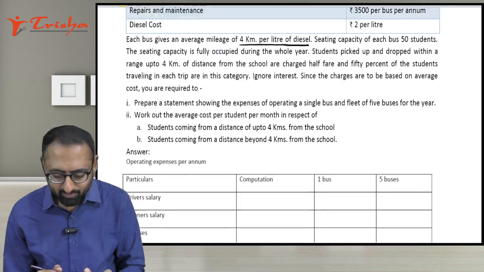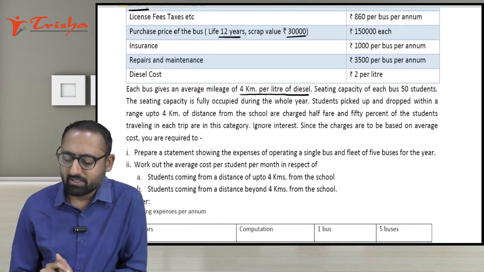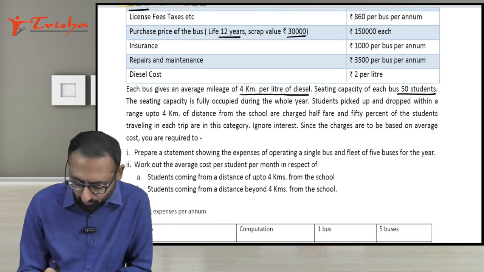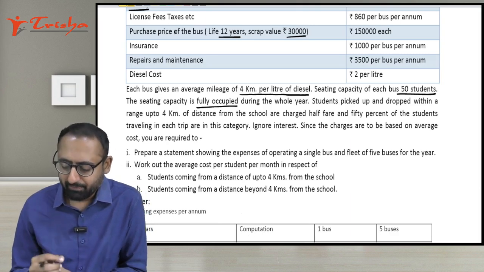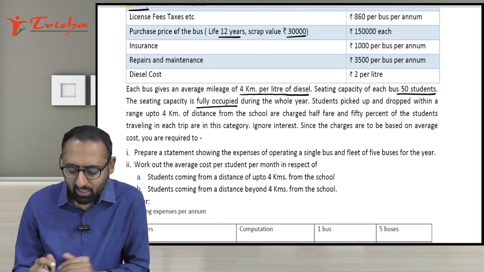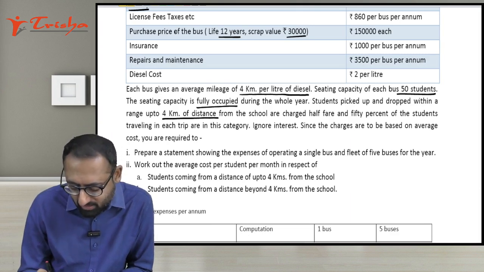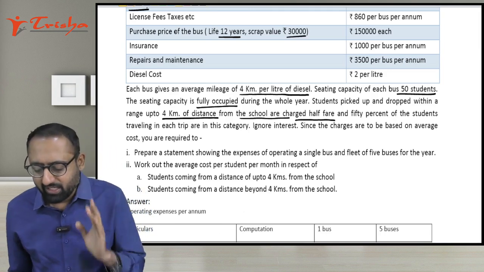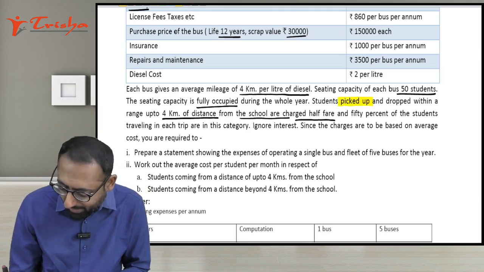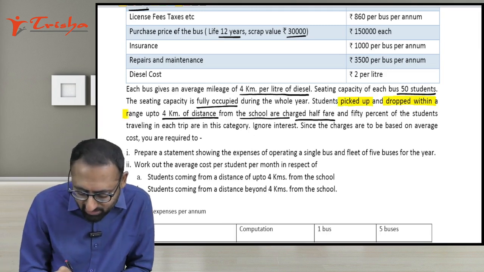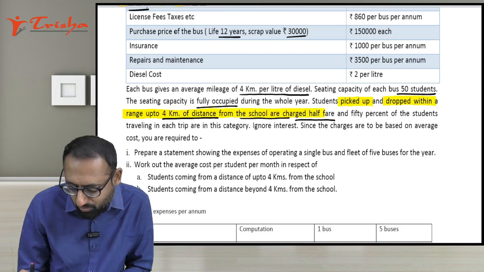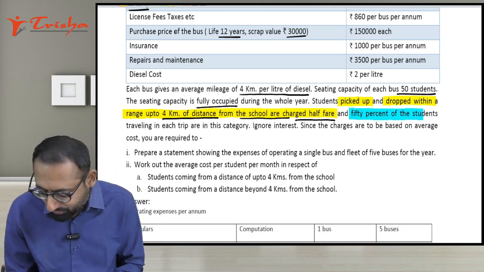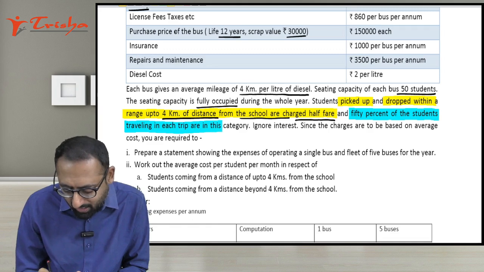Seating capacity. Yes, guys. Seating capacity of each bus is 50 students. Okay, the seating capacity is fully occupied during the whole year. Student pick up and drop within a range up to 4 km of distance from the school are charged half fare. Please everyone read it again. Student pick up and drop within a range up to 4 km distance from the school are charged half fare, and 50% of the students traveling in each trip are in this category.